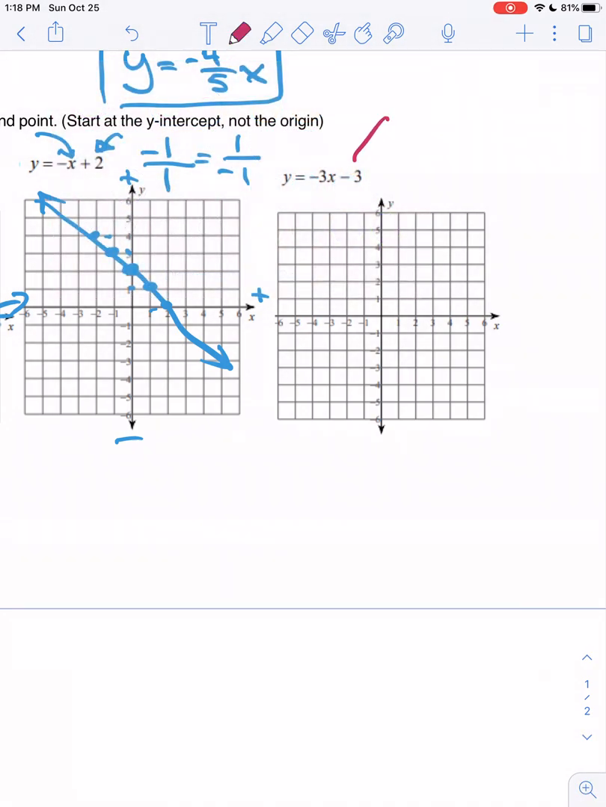All right, let's practice one more. So we start with the y-intercept. Our y-intercept here is a -3. So on the y-axis, I go to -3. That's my starting point. And then my slope is a -3. So we know that means -3 over 1.